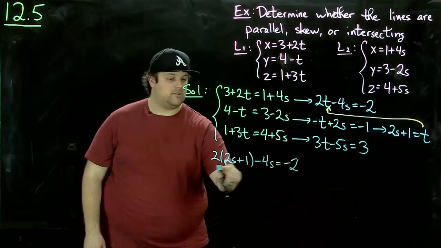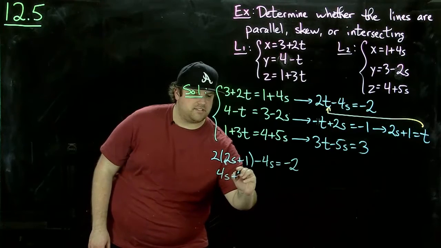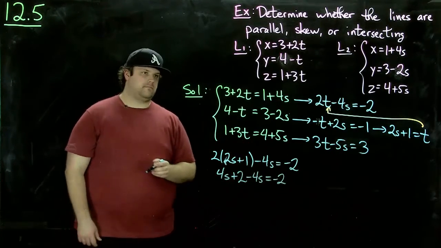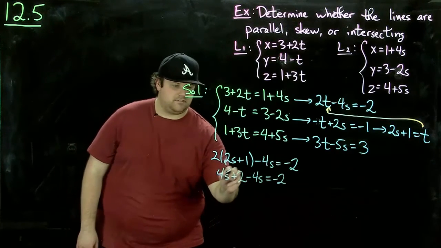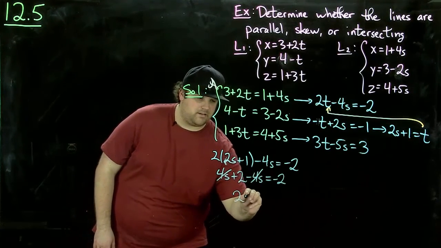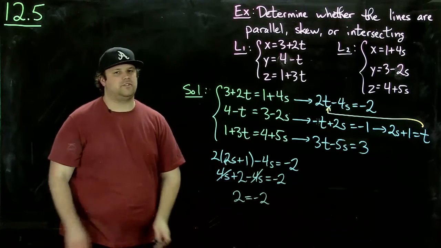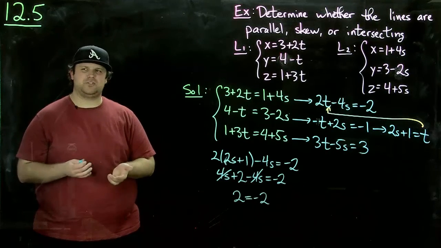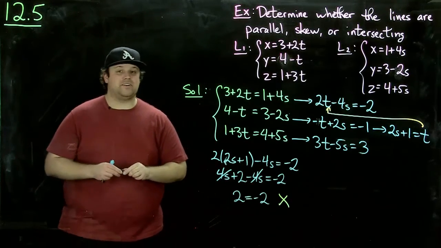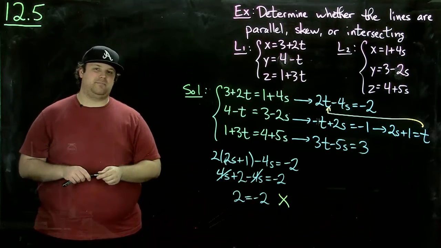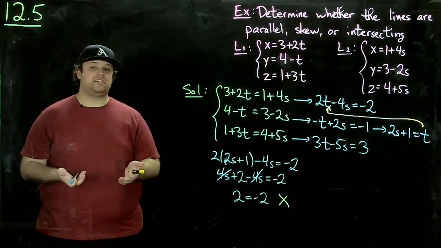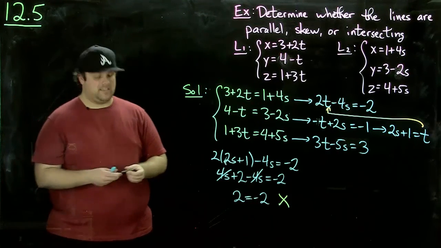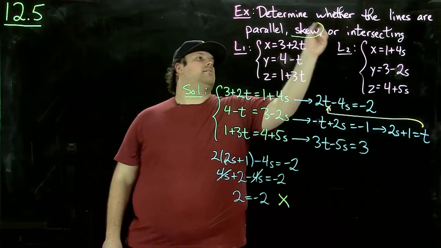Okay. So let's expand this out. We get 4s plus 2 minus 4s equals negative 2. Well, these cancel, and we end up with 2 equals minus 2. That's not really true. That's not very good. So what does that mean? That means the equations can't be solved. And since there is no solution, that means our lines are skew.